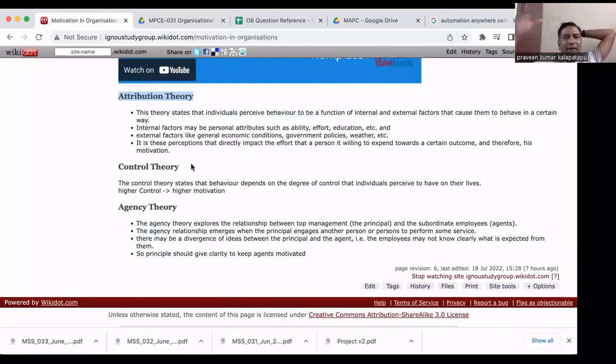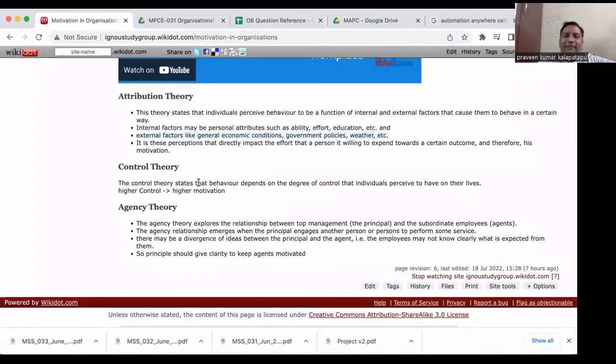Somebody is thinking that money is everything. You might think that maybe because of his upbringing or family or some other needs, he might be behaving in that way, right? So for every behavior that you see, you associate internal and external factors. Internal factors are his ability, effort, education, and all. External factors are their economic condition, government policies, weather, culture, etc. Okay, so that is the attribution theory.